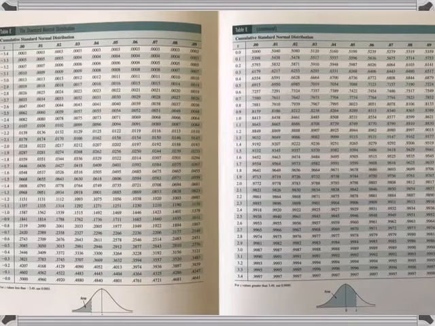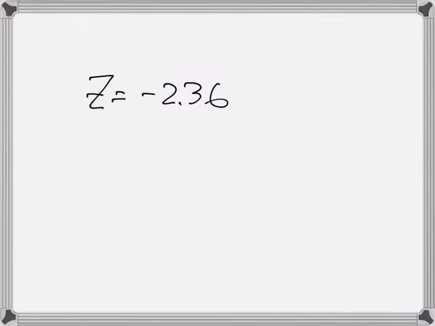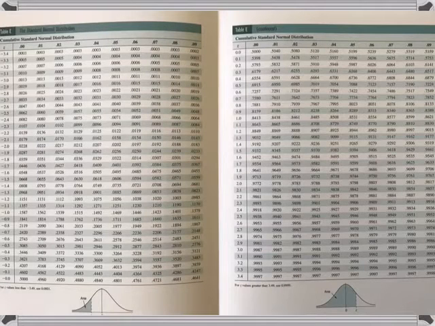So on the table, my Z is equal to negative 2.36. Let me use another color, it will be easier to see. Z is equal to negative 2.36. So this time we are going to the negative side of the table.